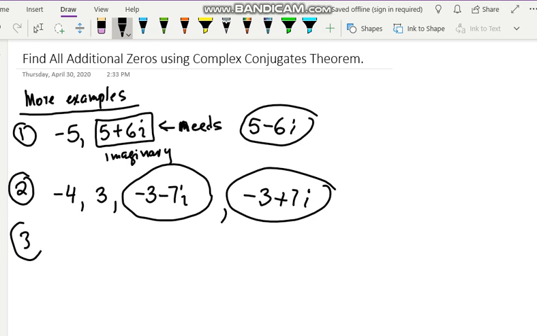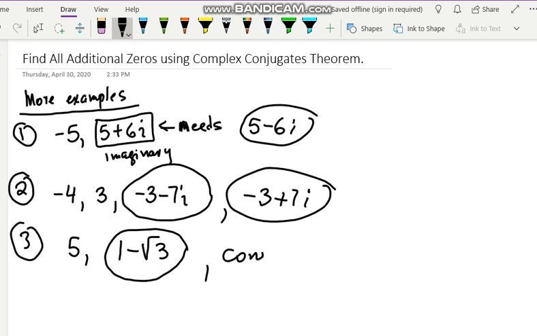Let's say I have something with square roots. One root is 5. The next root is 1 minus √3. 5 does not require a conjugate. 1 minus √3 is not imaginary, but it has a square root. Because of that, I may write down the conjugate. The conjugate is 1 plus √3.